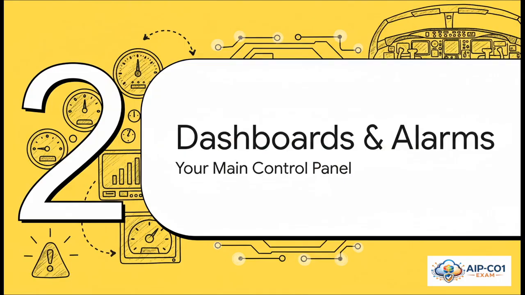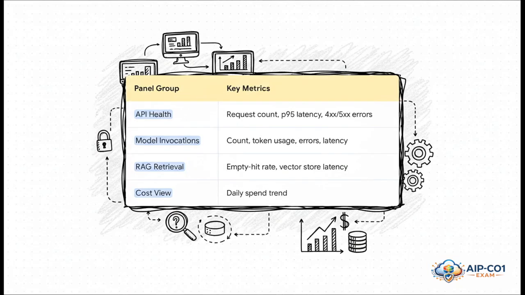Okay, so we've installed all our individual instruments. Now it's time to arrange them into a single coherent control panel. A pilot doesn't look at 50 different gauges scattered all over the place. They have a dashboard that organizes all that information logically, so they can see the full picture in a single glance. And this right here is a perfect example of a simple but really powerful production dashboard.